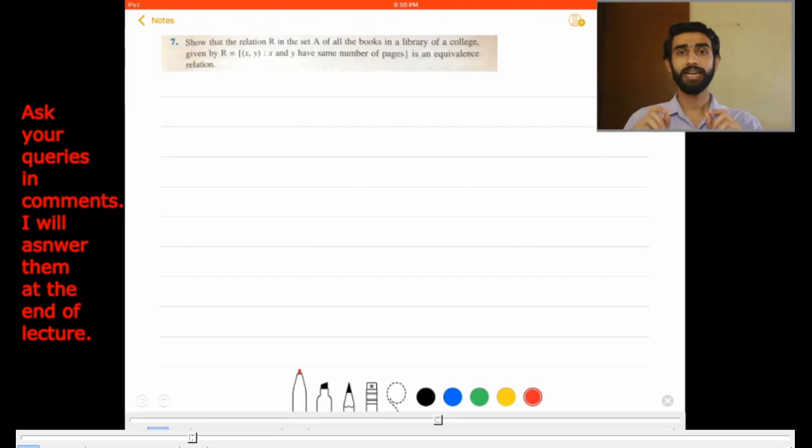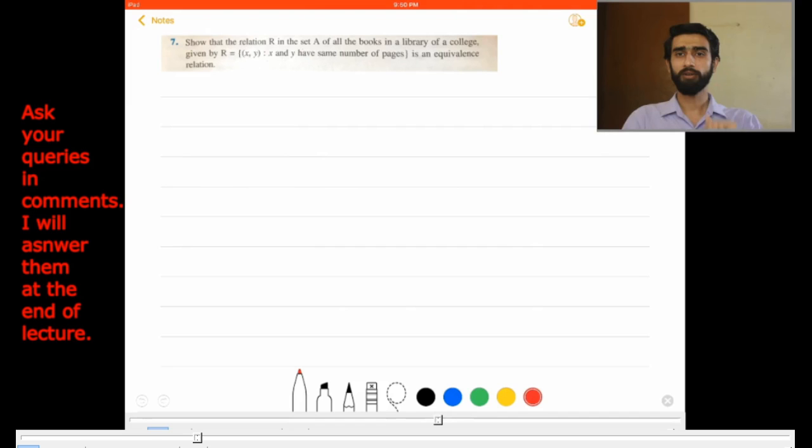Okay, now let's see. Second thing, he is saying equivalence relation. What do we mean by equivalence relation? Equivalence relation means it should be reflexive, it should be symmetric, and it should be transitive. All three conditions should be satisfied. Now let's see, we will start with this question.